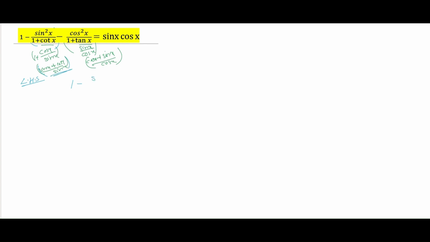That makes like sine square x in denominator sine x plus cos x. And now it becomes sine x here. We are taking the reciprocal. Then minus in the next term we have cos square x upon sine x plus cos x. And this denominator cos x goes to the numerator. That makes cos x here.